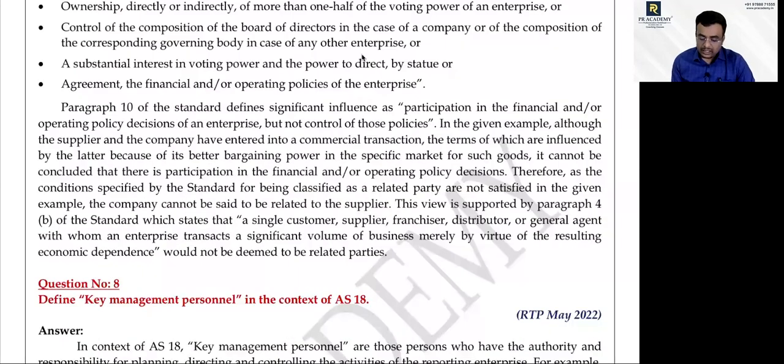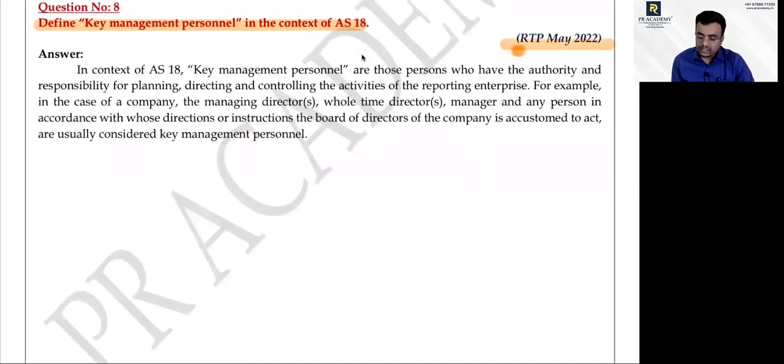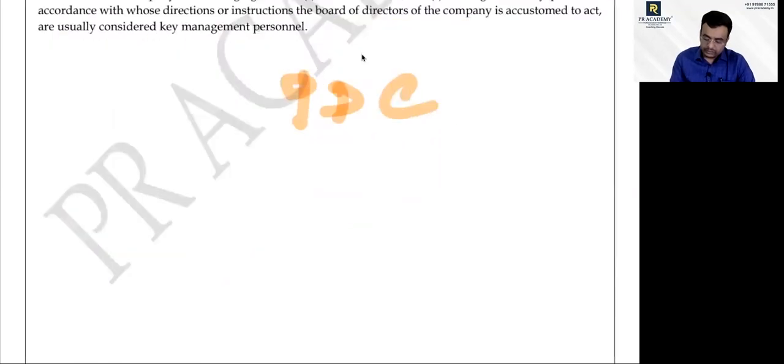They have asked an article on who is a key managerial person. I have already said that. PDC is very important: planning, directing, controlling the activities of the reporting entity. Keep in mind PDC.